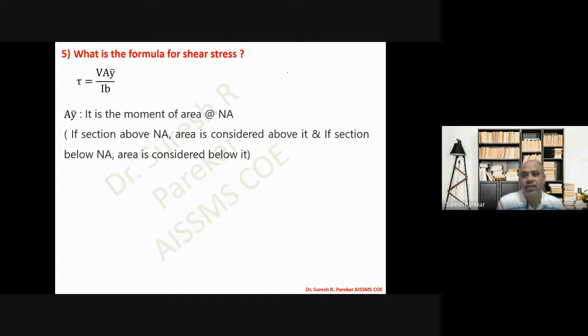Means if I consider a section, let us say an unsymmetrical I section, and you are interested in finding the shear stress at this section, then you have to take the area above this. Let us say the neutral axis is somewhere here. If this section is below the neutral axis, then you have to take the area below it, and the area above it if the section is above the neutral axis.